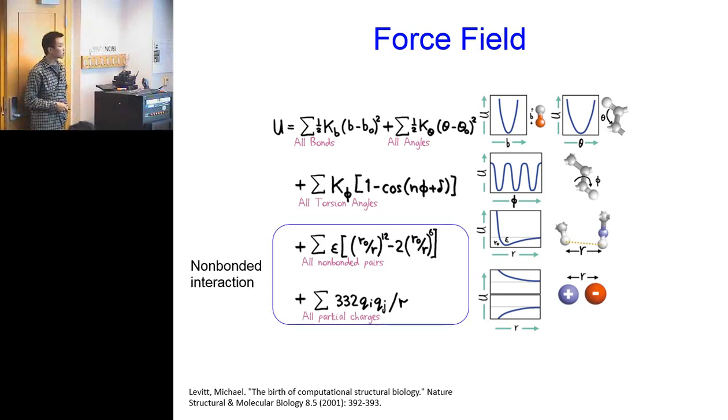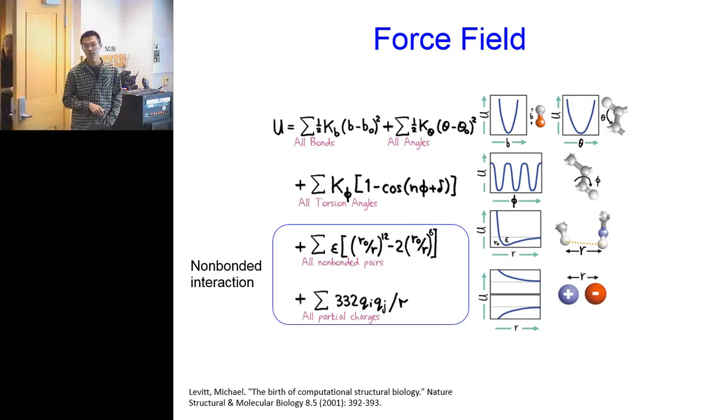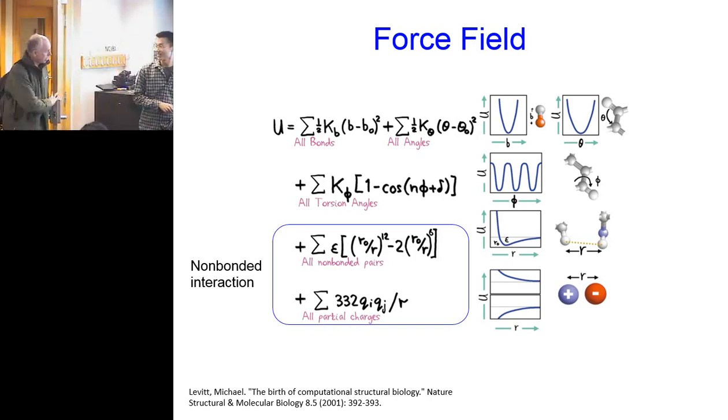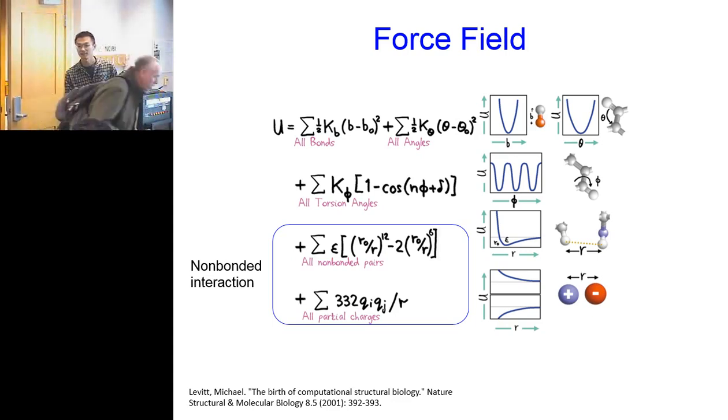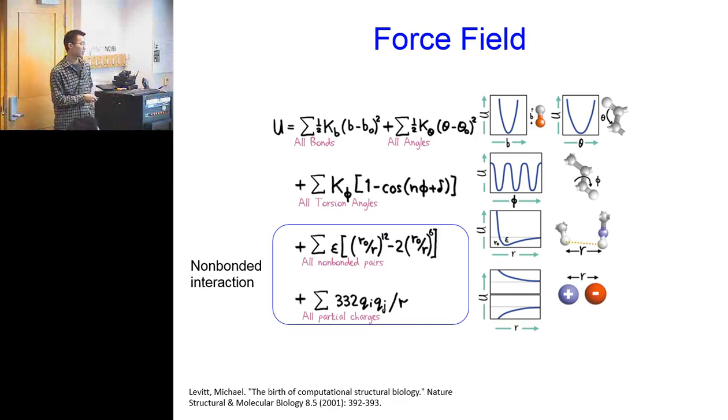So the most difficult part to calculate, or the most time-consuming part, is these two parts: one is van der Waals, the other one is electrostatic interaction. Why? Because if you count how many terms are here and how many terms are here, they're about n squared. If in your system you have n atoms, the terms over here will be about n squared.